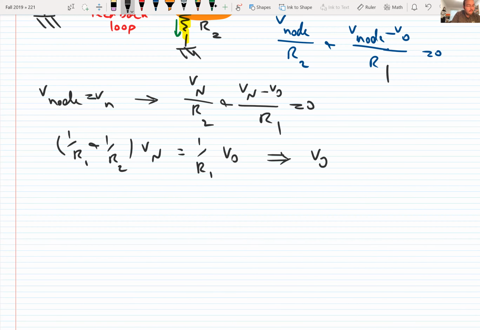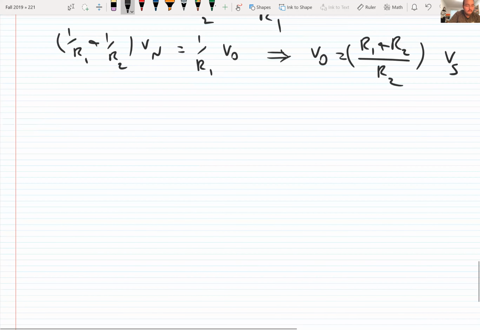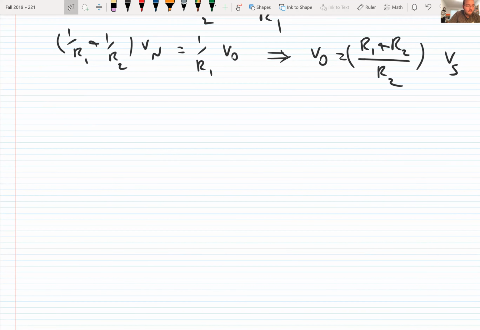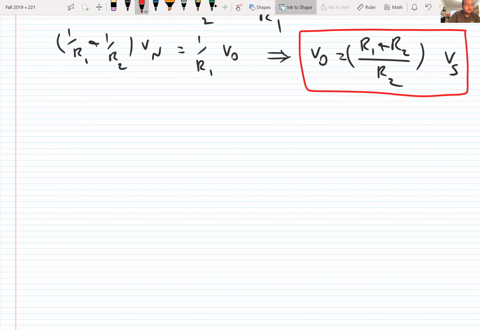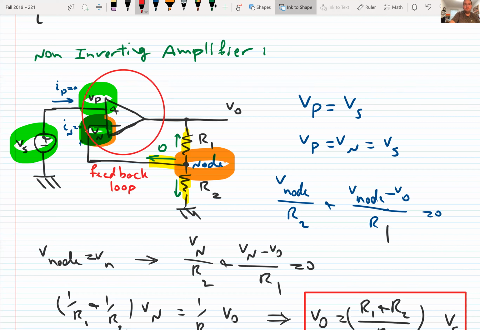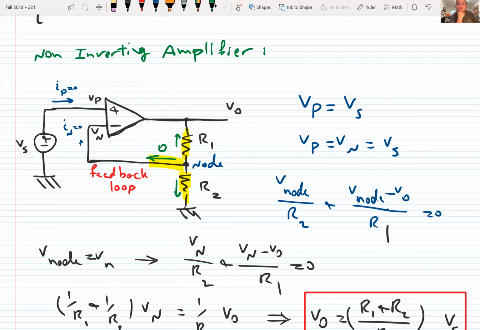As a result, Vo is equal to R1 plus R2 over R2 times Vs. And we see that at this moment, we have a relationship between input voltage and the output voltage. What is the gain of this circuit? Of course, I know that the gain of the amplifier itself is A, which we said is infinity. But I'm not talking about the amplifier only, I'm talking about the circuit.